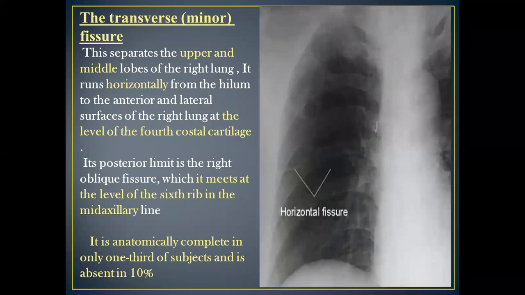The transverse fissure can be seen on frontal and lateral chest X-ray. It separates the upper and middle lobes of the right lung. It runs horizontally from the hilum at the level of the fourth costal cartilage and meets the right oblique fissure at the level of the sixth rib, mid-axillary line.